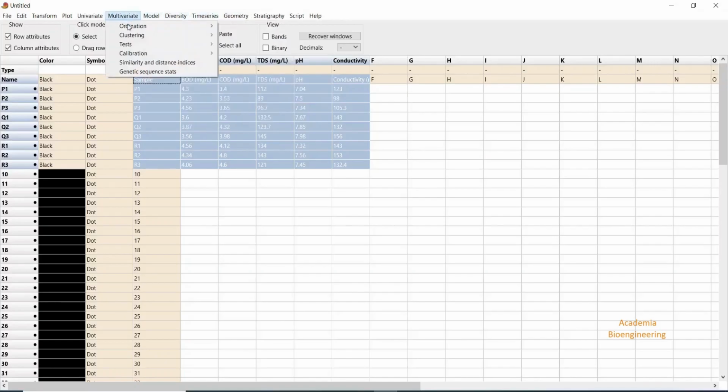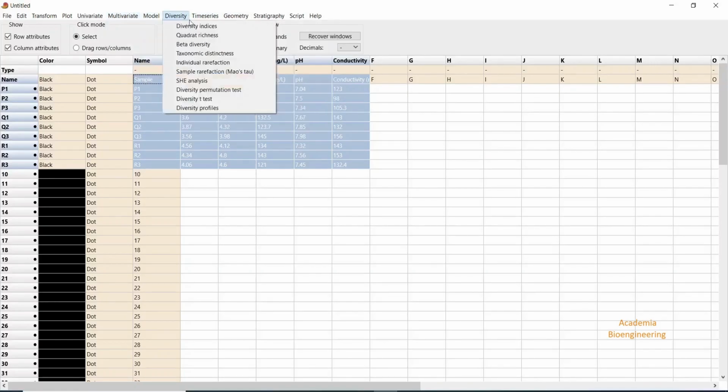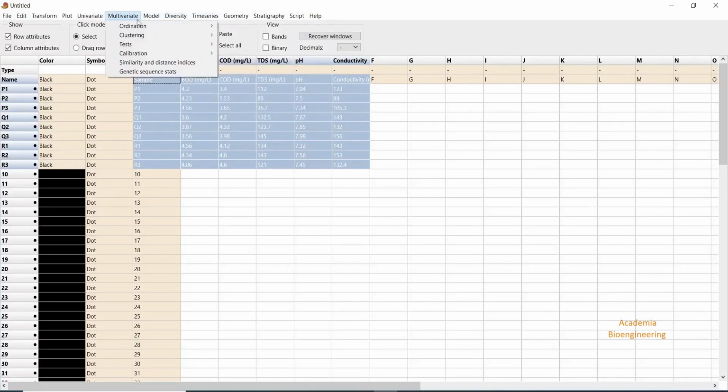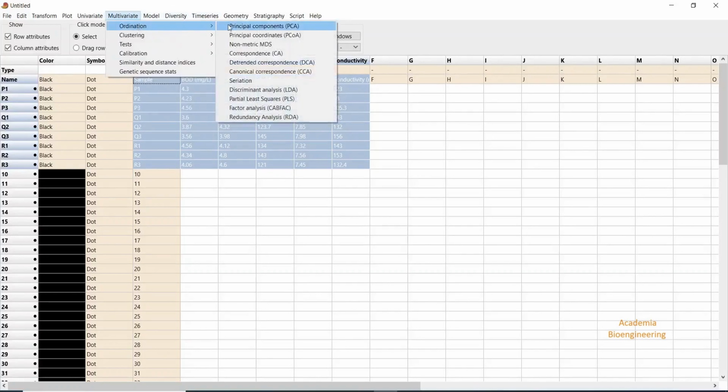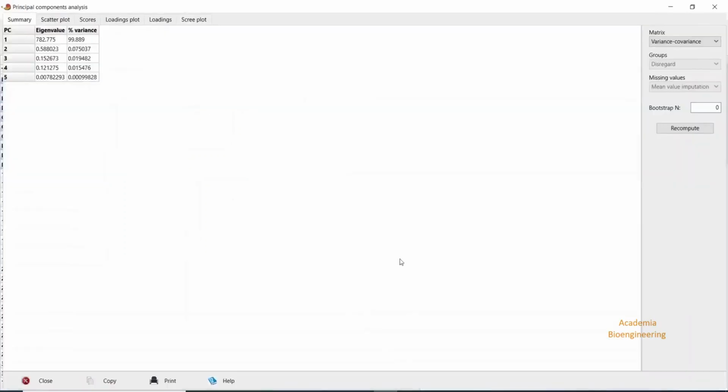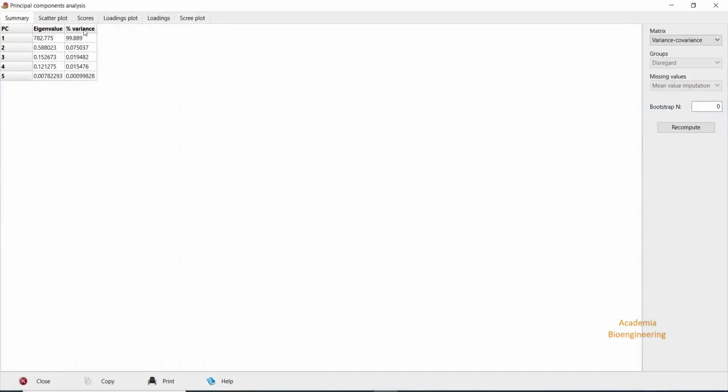select principal component. So you are getting the eigenvalue and percent variation. These principal components 1 and 2 have the highest percentage of variance. So in matrix you are selecting variance and covariance.